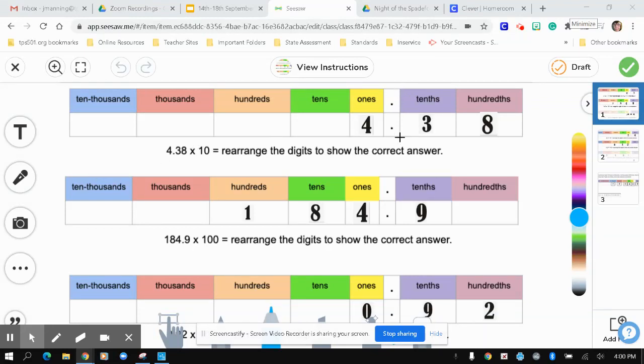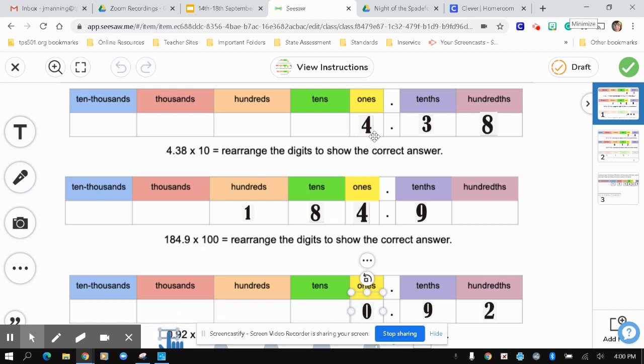Okay, Dominic, so this was the assignment that you turned in, but you forgot to actually solve it. So it says to rearrange the digits to show the correct answer. So we started off with 4 and 38 hundredths. So I have 4 and 38 hundredths. So I'm supposed to go down to the dragging tool and I'm supposed to move it.